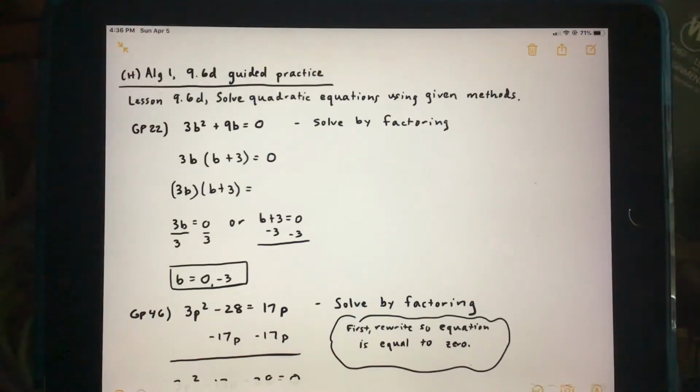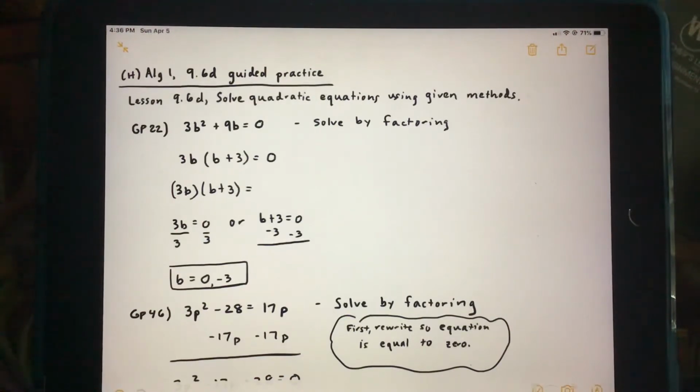In this lesson, we're continuing on with solving quadratic equations using given methods. We're going to get really solid at when we are told which method to use, to be able to implement that and find a good solution before we move on into figuring out which solution method we want to use.